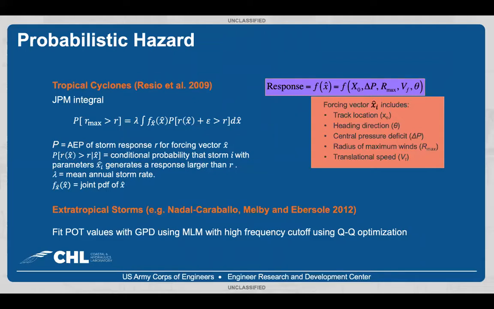For extratropical storms, we use the peaks over threshold methodology with the addition of a high-frequency cutoff to avoid introducing tidal fluctuations. The extratropical hazard in Texas is small, so only tropical storm hazards were considered for S2G.